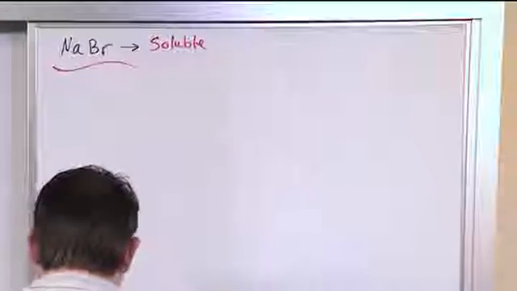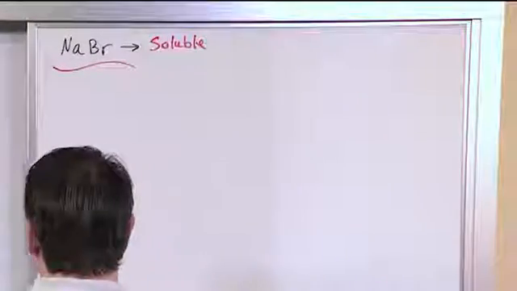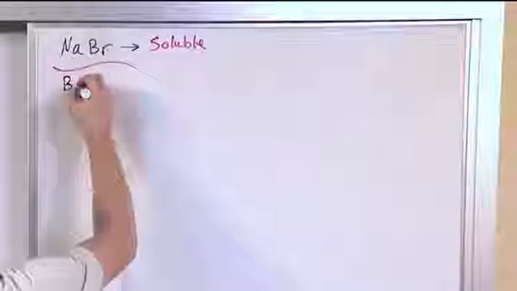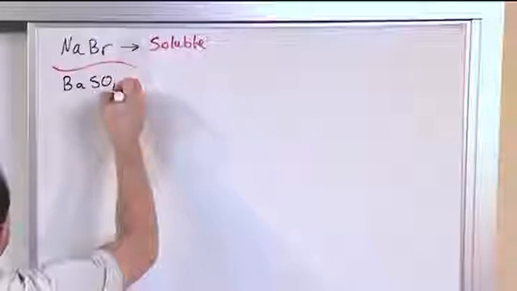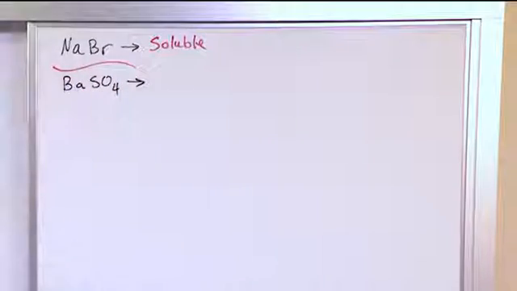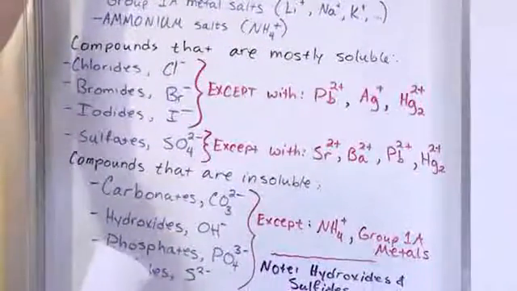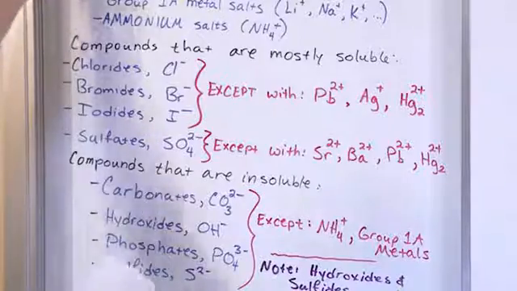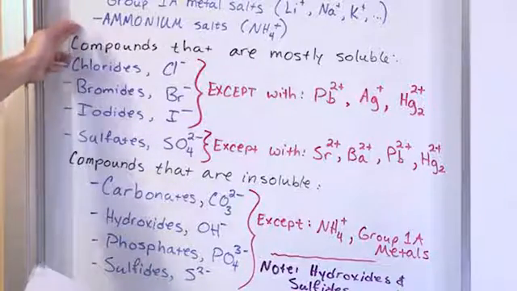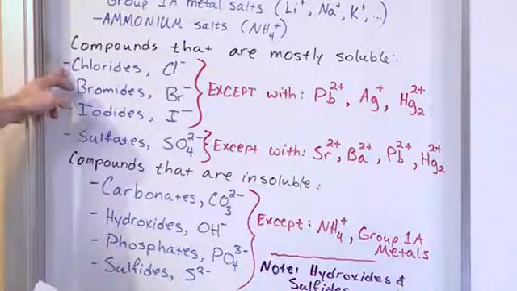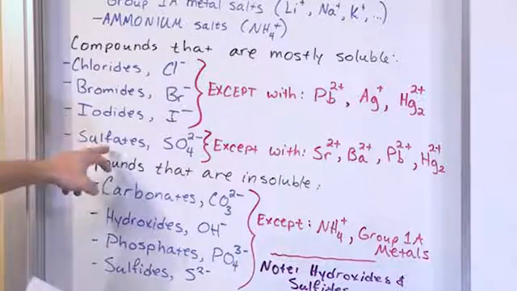Okay? So this is how you use the chart. What about barium sulfate? Okay, so you just go down the list, you get down here, it doesn't really fit into acetate, perchlorate, ammonium salt, or anything like that, so you go down here. Is it a bromide? Is it a chloride? Is it an iodide? Okay, it's a sulfate.